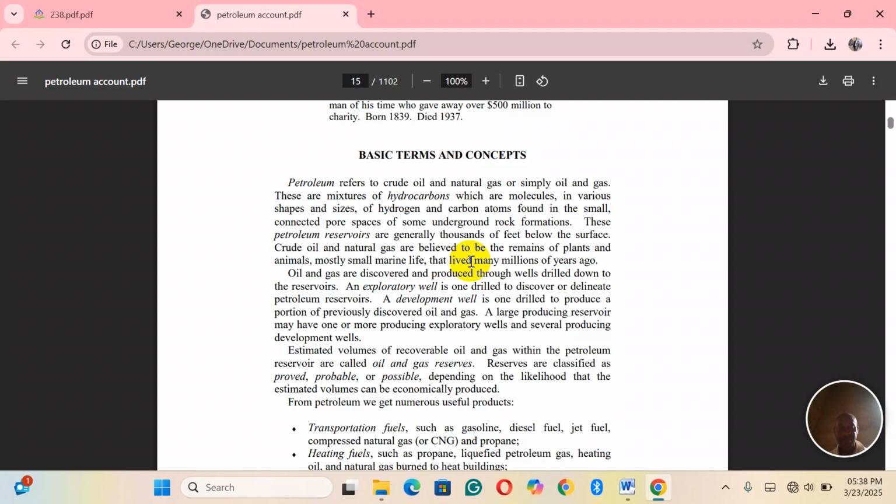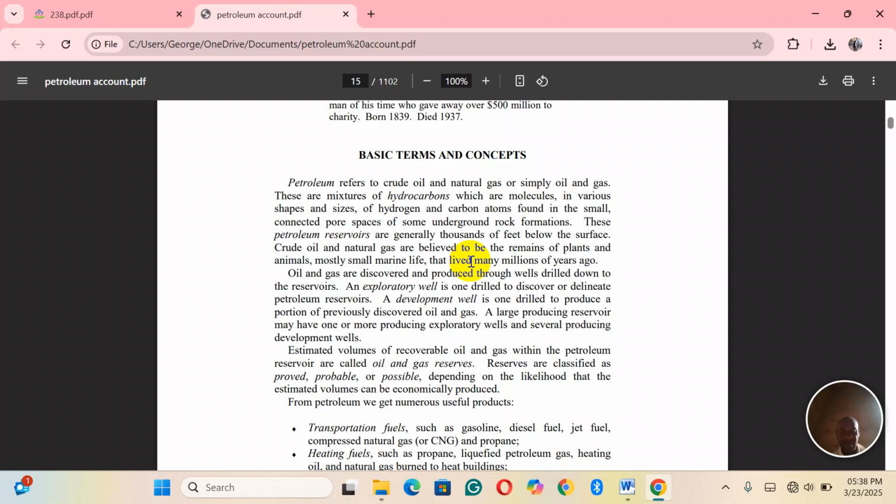We're looking at the different basic terms and concepts of accounting. So when we talk about petroleum, it refers to crude oil and also natural gas, or simply oil and gas. These are mixtures of hydrocarbons, which are molecules in various shapes and sizes of hydrogen and carbon atoms, also found in the small connected pore spaces of some underground rock formation.